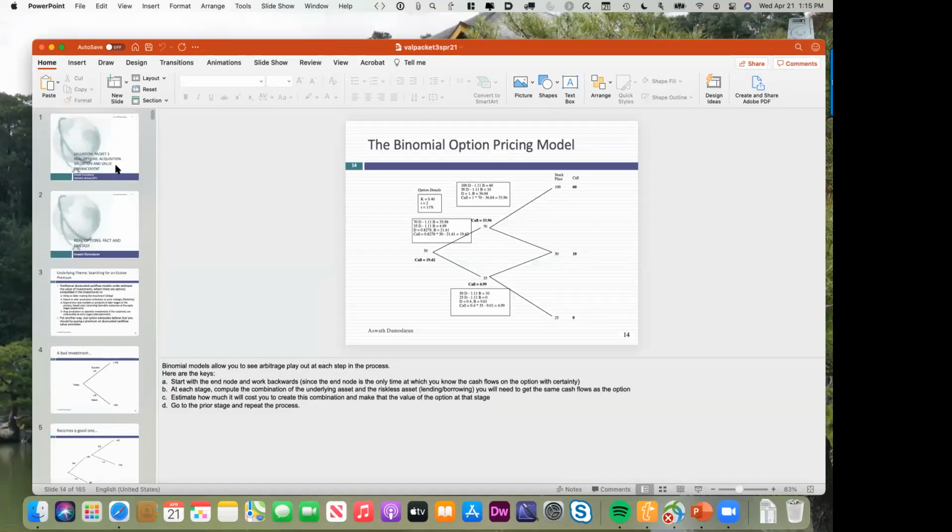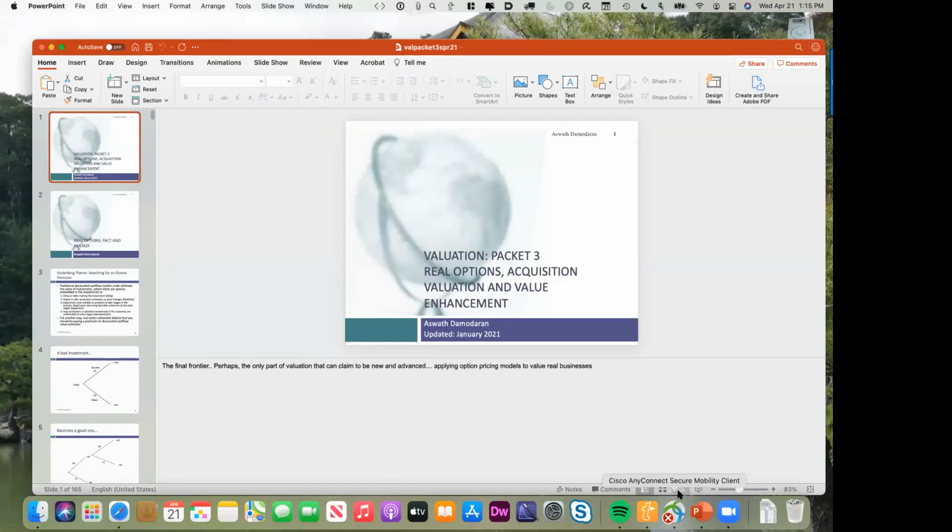Okay, so let's turn to the third packet. If you don't have it, don't worry, because today we're just going to lay the groundwork.